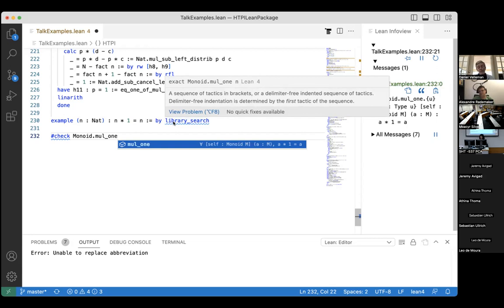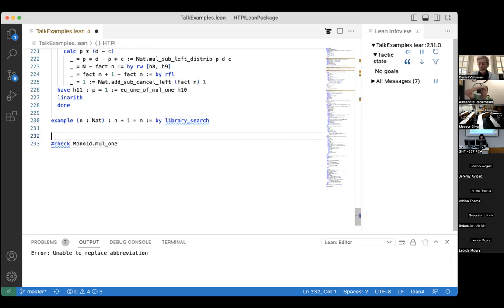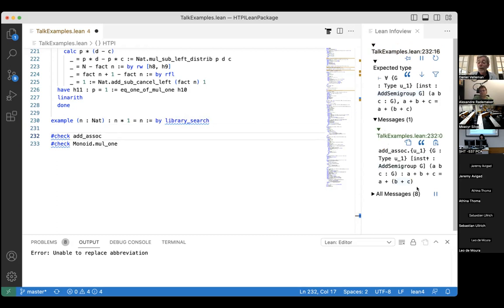I find sometimes it works, sometimes it doesn't. There's also a website where you can search through the library sort of by hand. Sometimes you can just guess the name of a theorem. I mentioned before that you can probably guess that this must be the name of the theorem that addition is associative. And there it is. Add associative, sure enough, says a plus b plus c equals a plus quantity b plus c.